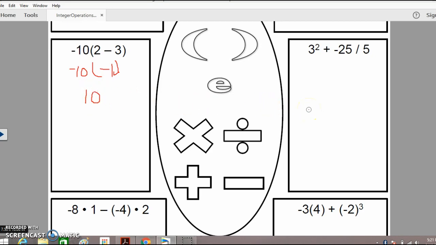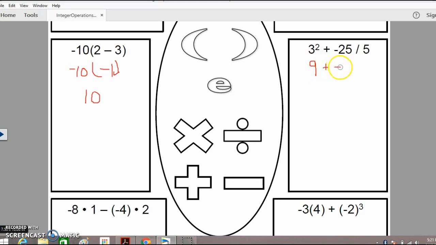Okay, moving over here. I don't see any parentheses, but I do see an exponent: 3 to the 2nd power. Oh gosh, take a minute. Please tell me that this is 9. 3 to the second power means 3 times 3.